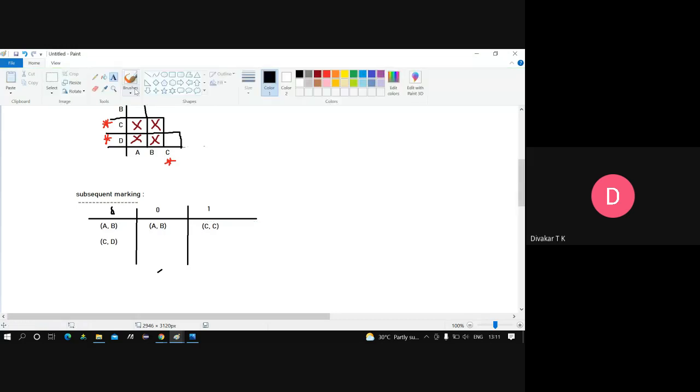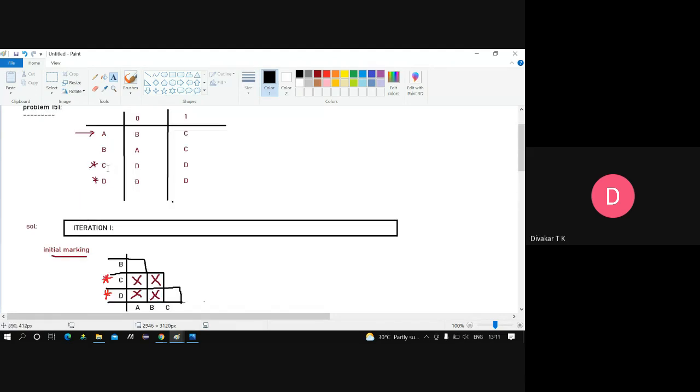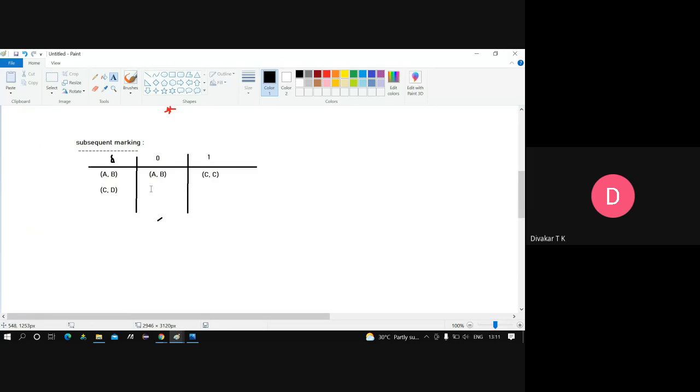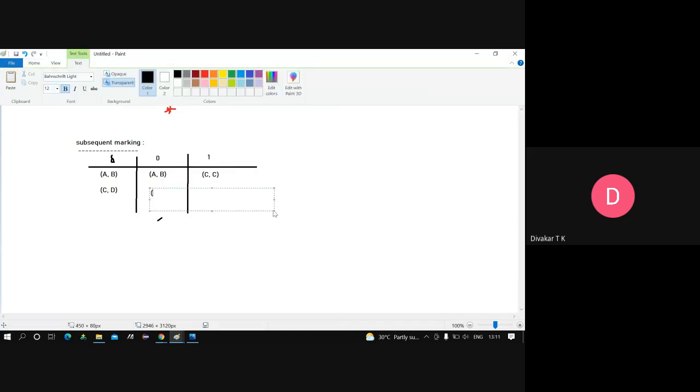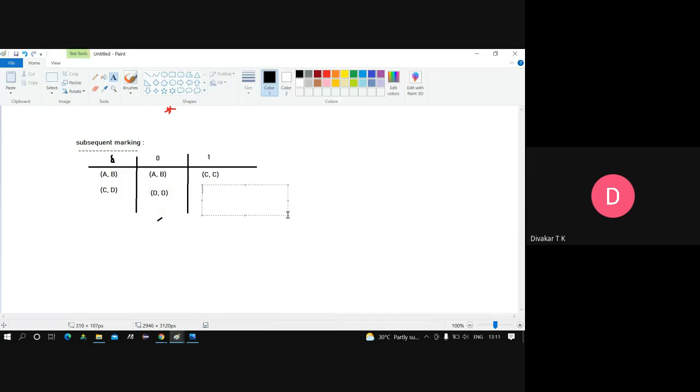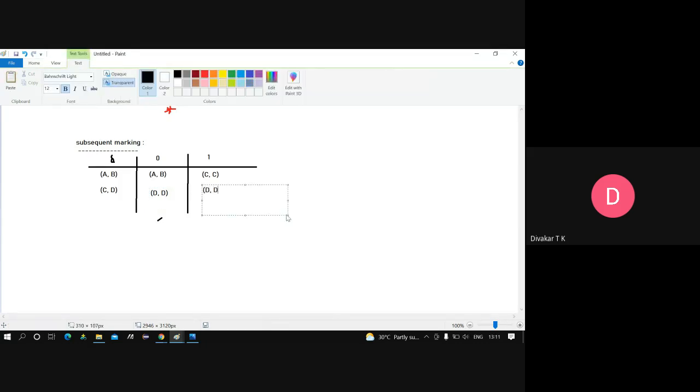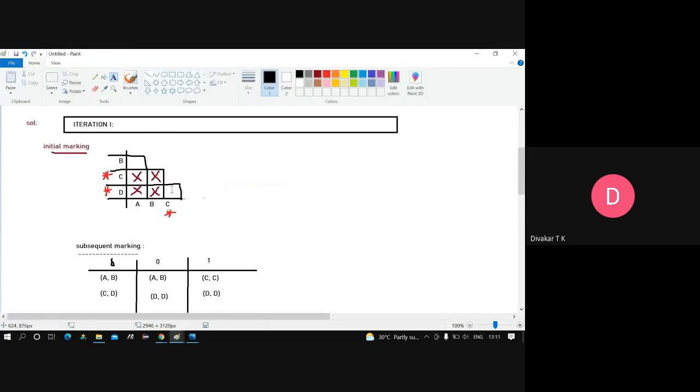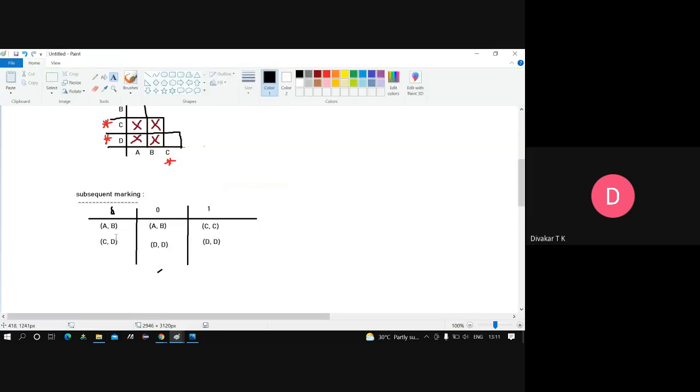Great. Now observe carefully here. C comma D is there. C comma D is carrying the 0 symbol to D comma D. Here also D comma D. Okay, that's very simple. So I'll just write down D comma D. Great. So we are done with this table because only two empty cells are present, two states are written here.